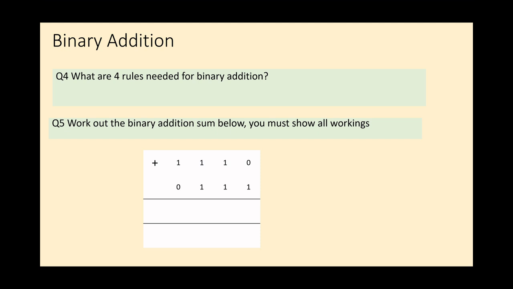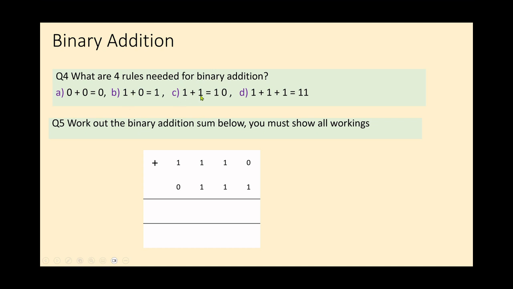Okay, so let's have a look at the answers. What are the 4 rules needed for binary addition? So we just need to be able to add ones and zeros in all the possible combinations. So we've got 0 plus 0 is 0, we need to know that. We need to know 1 plus 0 is 1, or 0 plus 1 is 1, it's the same sum.